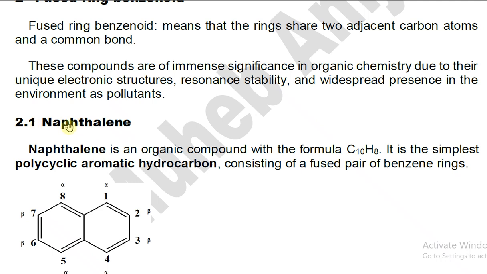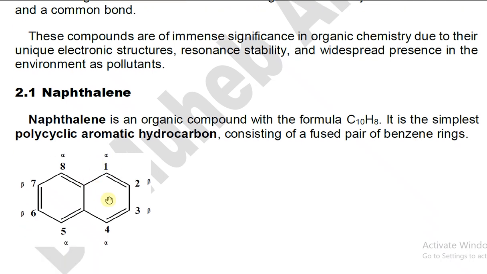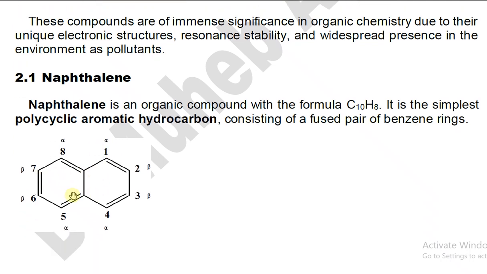The first example of this compound is naphthalene. Naphthalene is an organic compound with molecular formula C10H8. It is the simplest polycyclic aromatic hydrocarbon, the smallest one in this family. It consists of two benzene rings fused together. This is naphthalene, two cycles of the benzene ring.